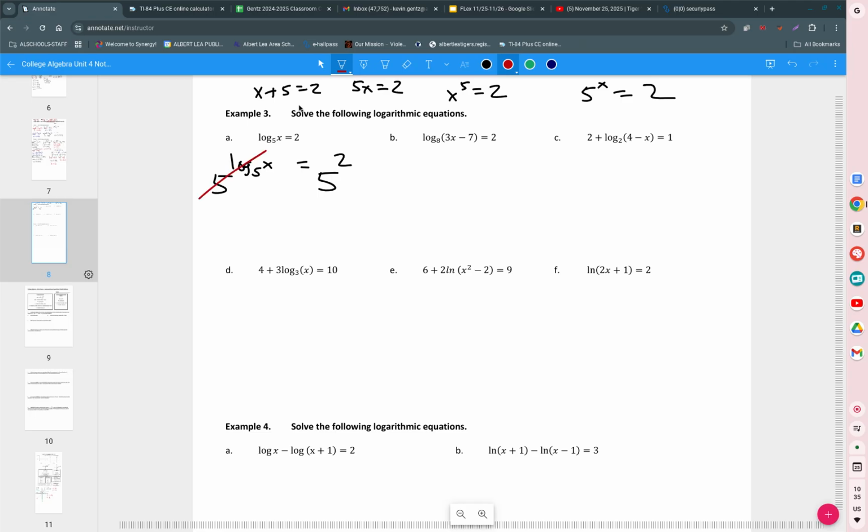So let's cancel, and x equals 25. Isn't that handy? I've never seen something so handy, honestly. Here I'm going to create a base of 8. Log base 8, 8 go away. I get 3x minus 7 is equal to 8 squared, which is 64. Add 7 to both sides. 3x is equal to 71. x is 71 over 3. No big deal.